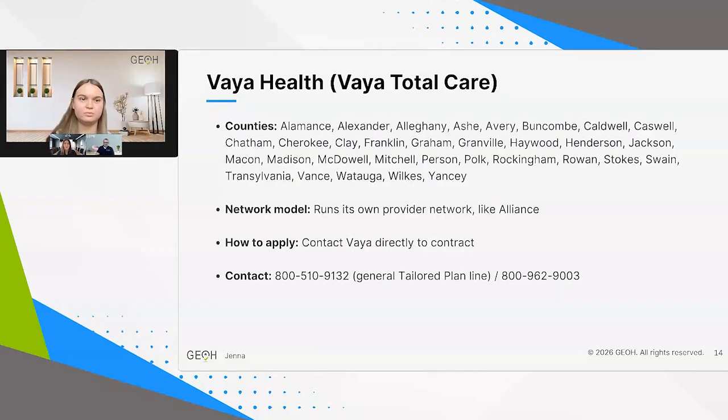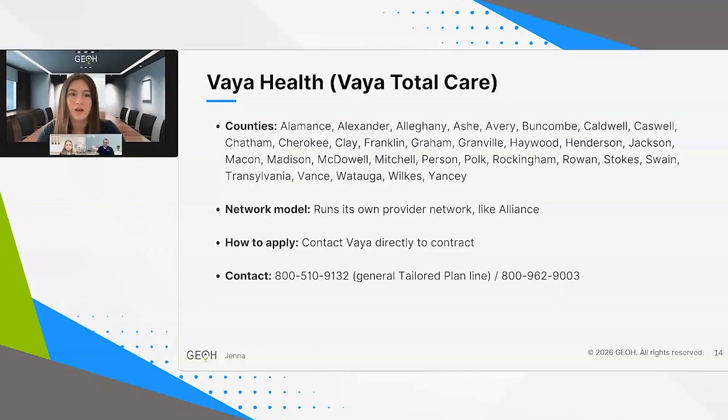And then the last one is Via Health or Via Total Care. Again, quite a few counties are served by this one, and it does also run its own provider network similar to how Alliance does. So you'll contact them directly if you're interested in contracting with them. And then they have 2 separate phone numbers here for you guys.